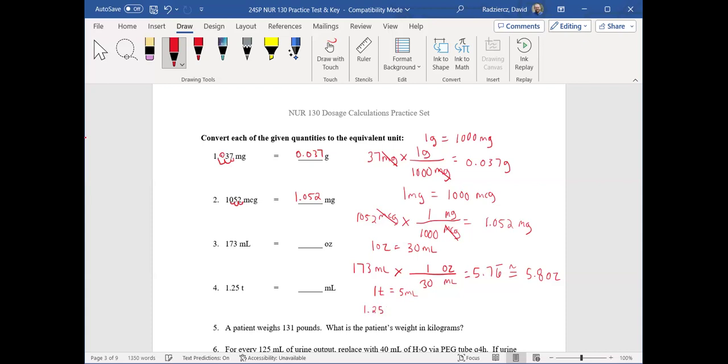1.25 teaspoons. We don't want teaspoons. We want milliliters. Each teaspoon is 5 milliliters. So we're actually just going to take that number, multiply by 5. So 1.25 times 5 gives me an answer of 6.25 milliliters.